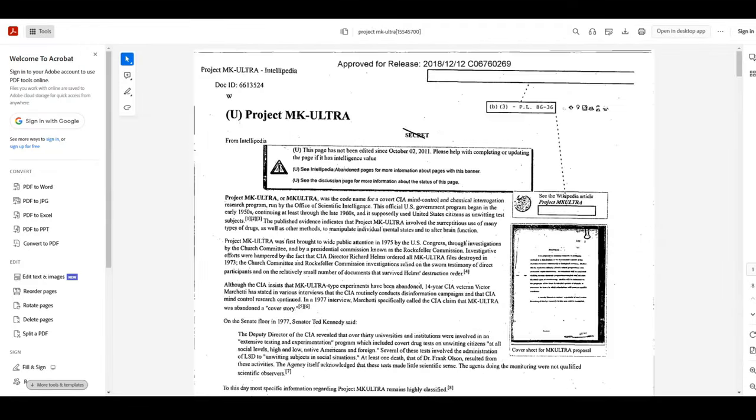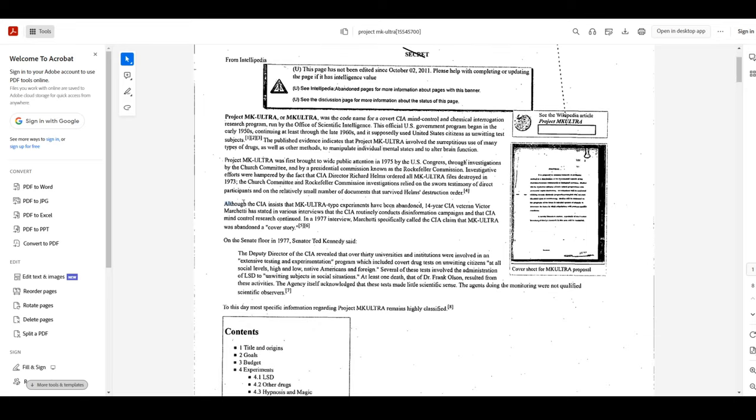Quote, "Although the CIA insists that MKUltra-type experiments have been abandoned, 14-year CIA veteran Victor Marchetti has stated in various interviews that the CIA routinely conducts disinformation campaigns and that CIA mind control research continued. In a 1977 interview, Marchetti specifically called the CIA claim that MKUltra was abandoned a cover story," end quote.